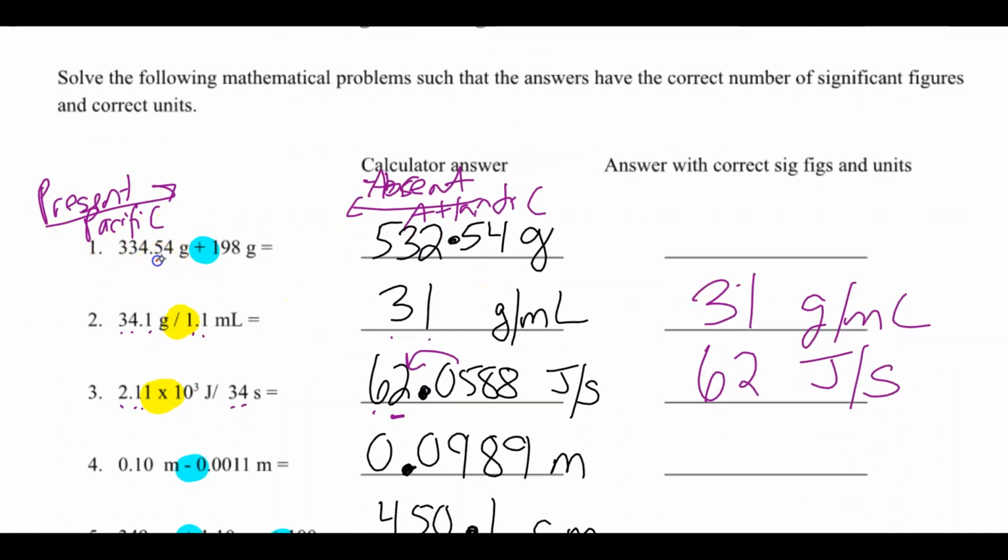So number 1, there's 2 decimal places and no decimal places. So we've got to round this to the nearest whole number. So let's look, here's my ones place, look to the tenths. Will the 5 round up to 2? Yep. So 533 grams.